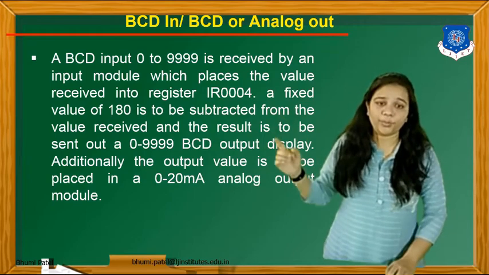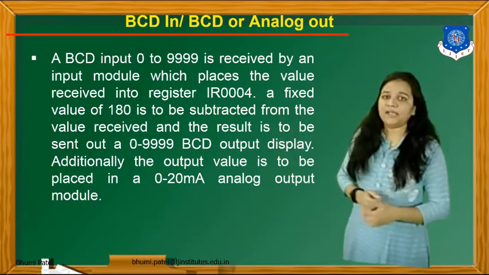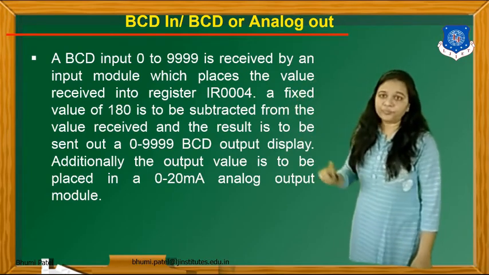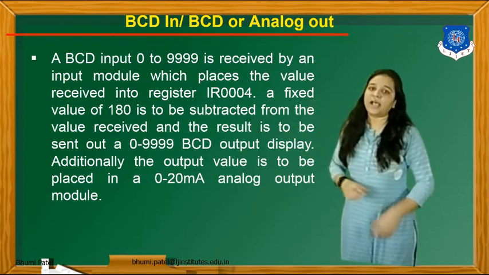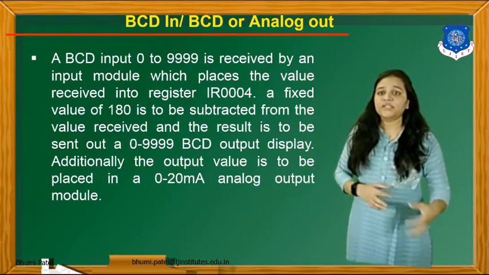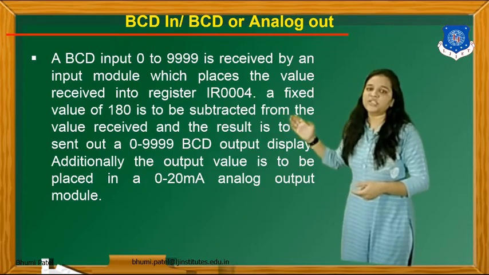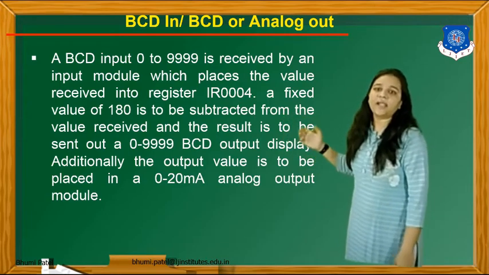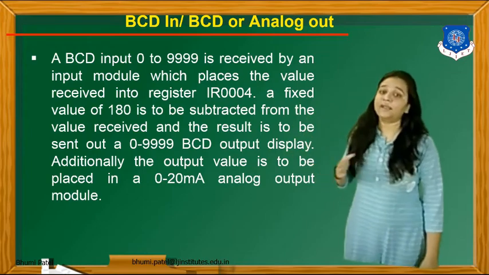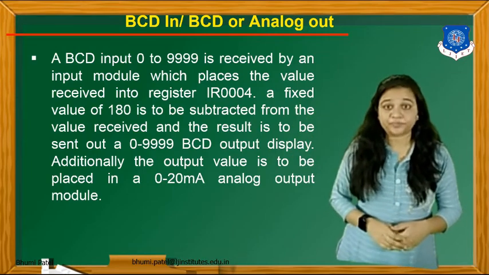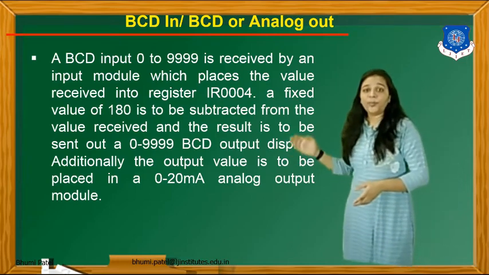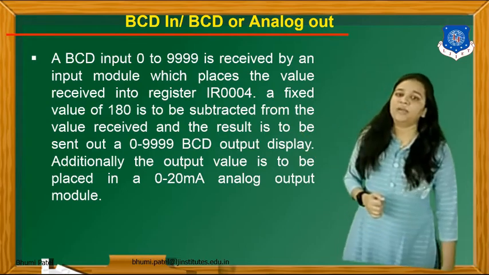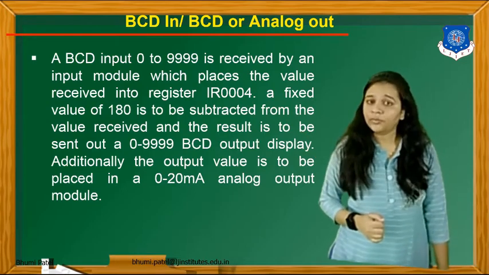A BCD input 0 to 9999 is received by an input module which places the value received into the register IR0004. A fixed value of 180 is to be subtracted from the value received and the result is to be sent out to the 0 to 9999 BCD output display. Additionally, the output value is to be placed in a 0 to 20 milliampere analog output module.